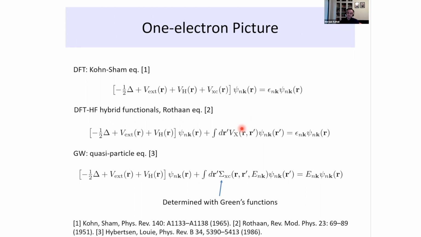However, in GW, you go even one step further and replace this non-local function by a frequency-dependent non-local function. So this here is the so-called self-energy, and the main part of this talk is dedicated to methods of how to calculate this object using methods from quantum field theory, specifically Green's functions.